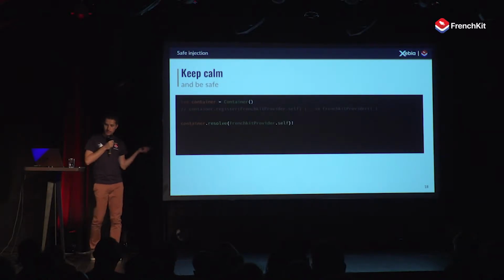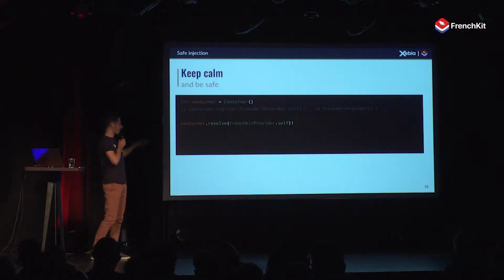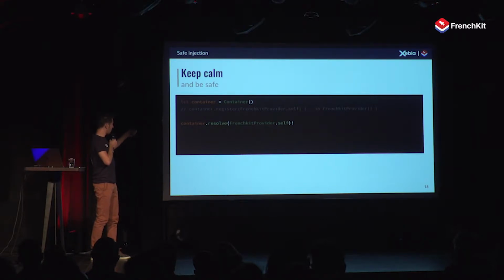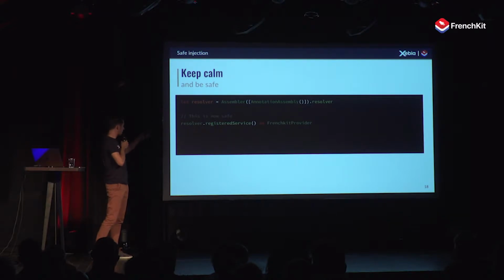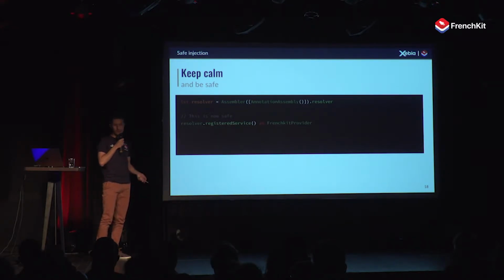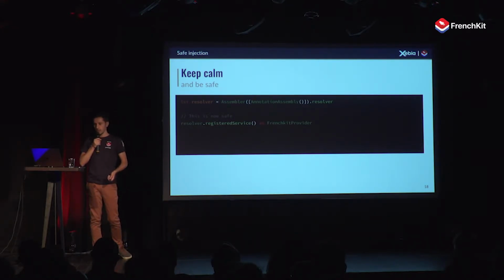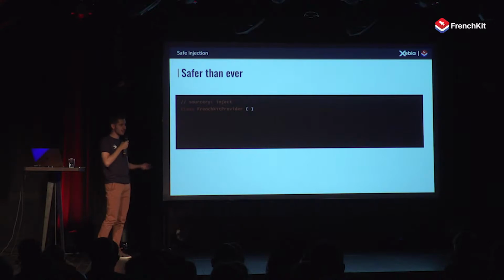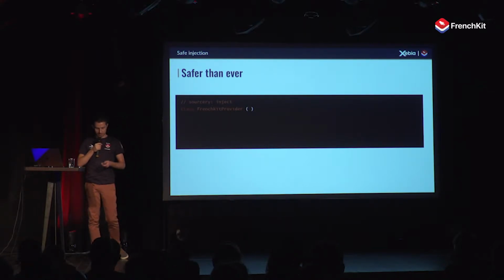And so we can now replace our unsafe example with this. We can now call registered service as FrenchScriptProvider and be pretty confident that it will be available at runtime. So this is when everything is okay, but what about the case where you forget to register, again, your service, when you forget to annotate it, because it happens to me all the time.